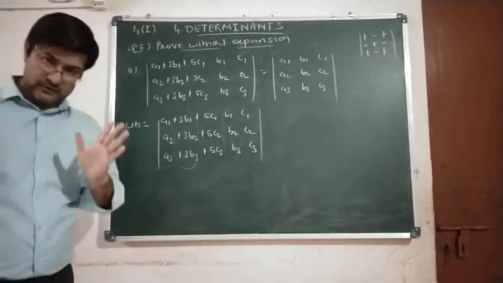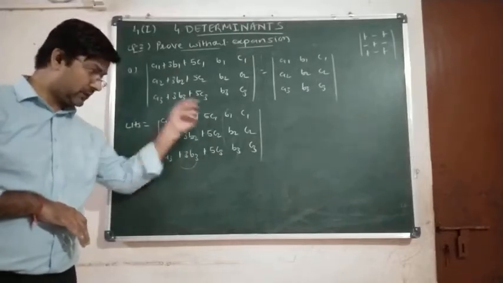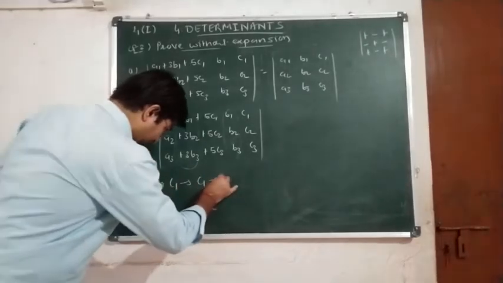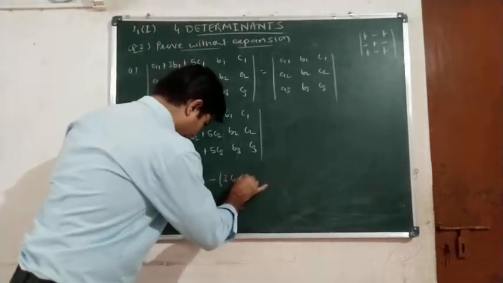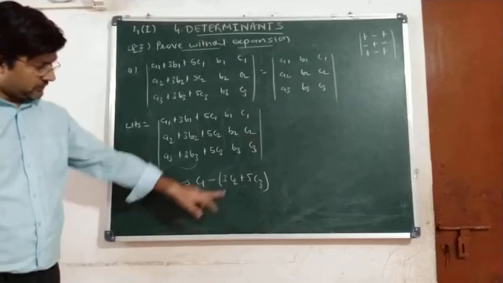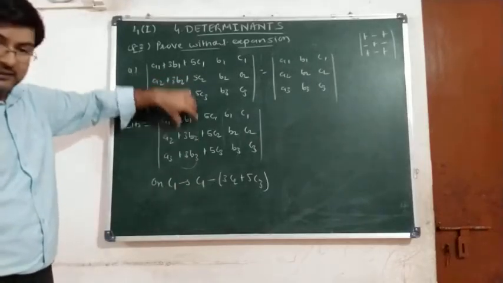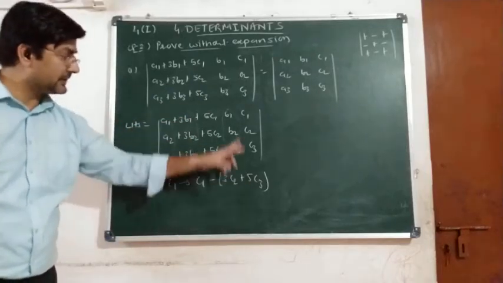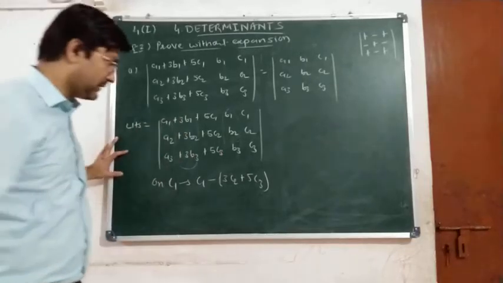So now you have got what operation we have to carry on, yes or no, and that operation will be carried on the first column. So we will write down C1 minus 3C2 plus 5C3. Clear? So C1 minus 3C2, obviously these entries will be eliminated, and similarly if you subtract 5C3, these entries are also eliminated. So we are left with A1, A2, A3 in the first column.